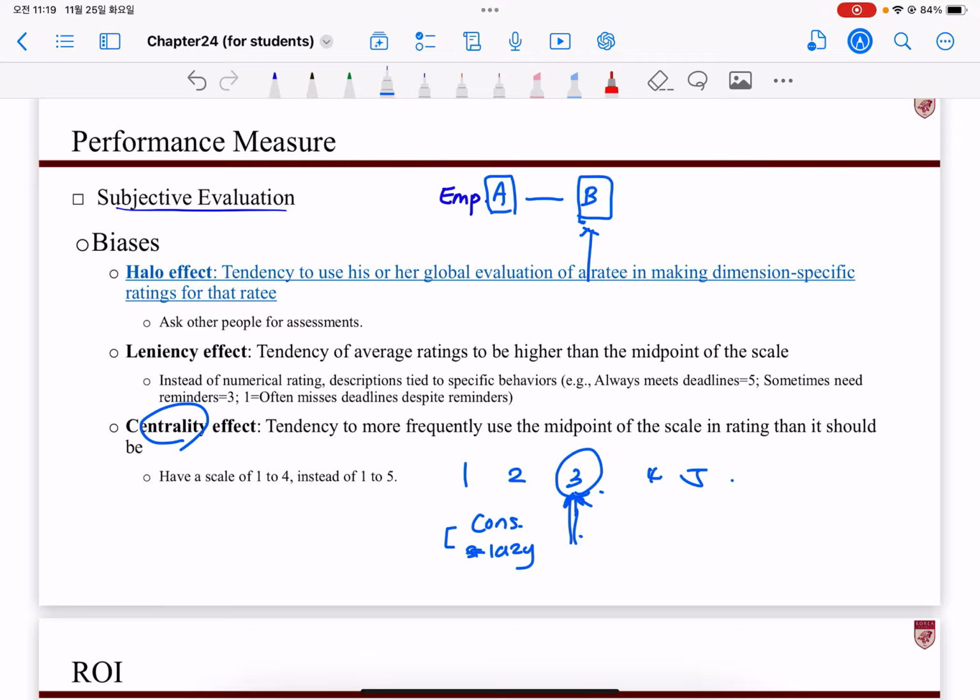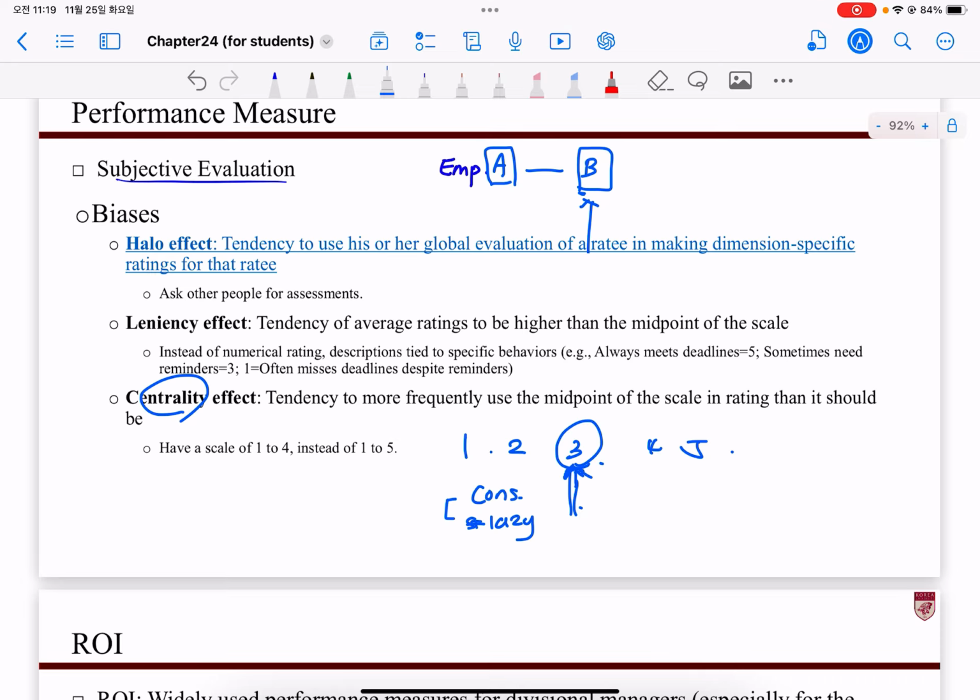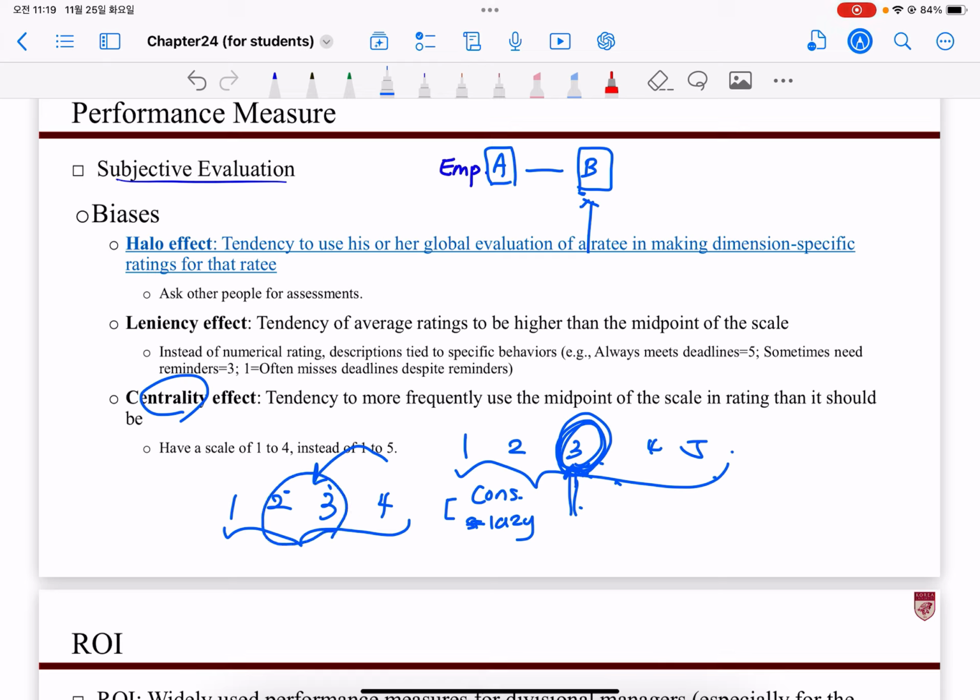So then what would be one mitigating factor? Instead of giving a scale of 1 to 5, let's say, so that there is a center 3, how about giving 1, 2, 3, 4? So essentially, in 1, 2, 3, 4, there is no midpoint. So you have to pick either 2 or 3, even if you are centered around this mid range, right? So in this case, the leniency effect can arise and you may give 3 instead of 2. So it's better off to provide a detailed description of each numerical rating.